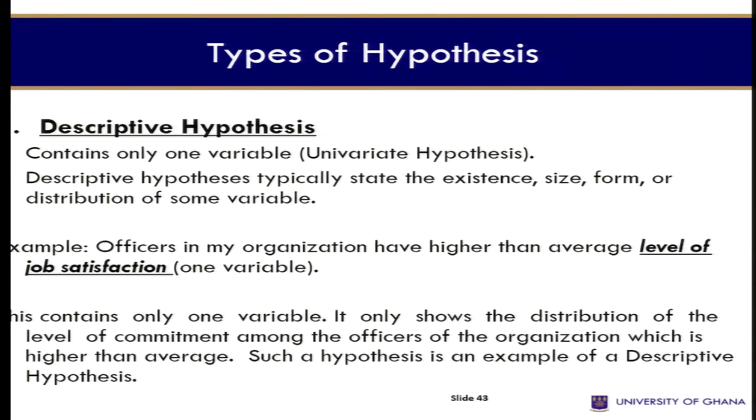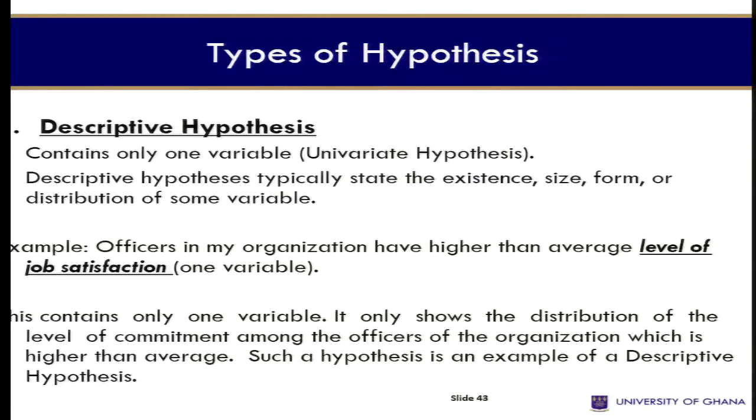Now let's consider some types of hypotheses. The first one we shall look at is the descriptive hypothesis. A descriptive hypothesis contains only one variable. That is, in other words, it's a univariate hypothesis.